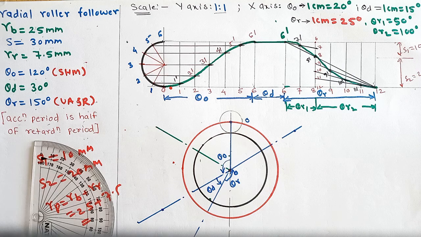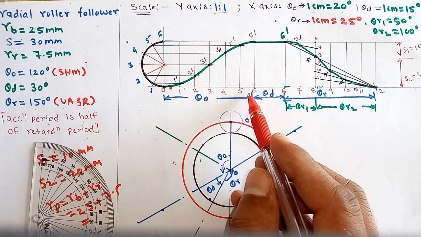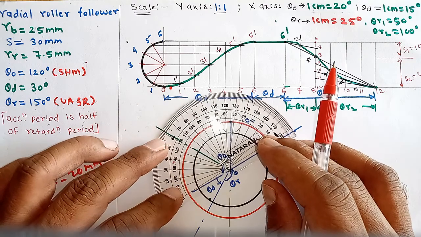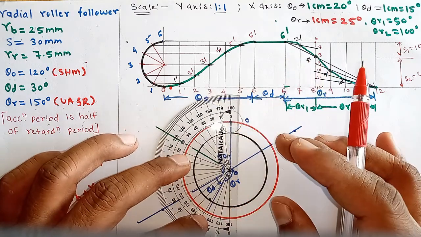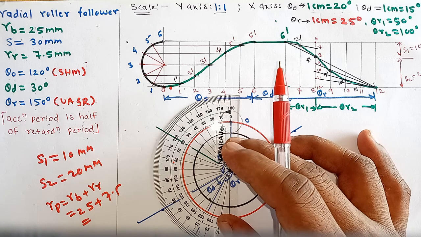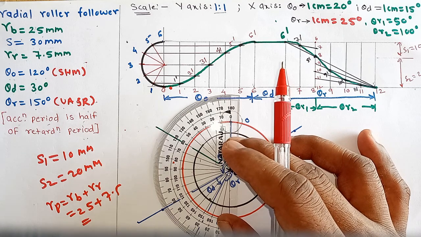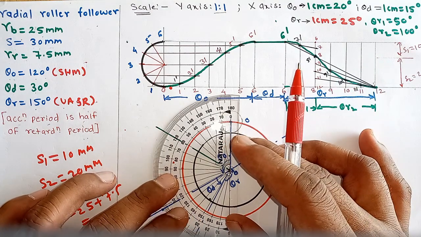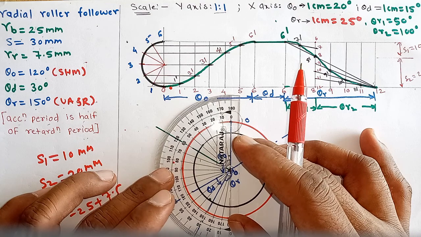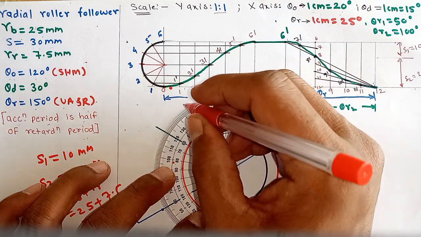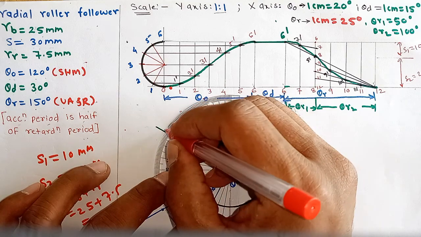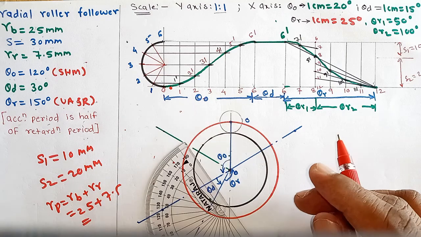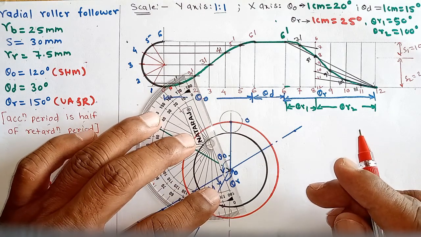Now in the displacement diagram we have divided the outstroke angle into 6 equal parts. So here we will divide the outstroke angle into the same number of parts. So 120 divided by 6 is 20 degrees. So each division will be of 20 degrees. So let us go first 20, 40, 60, 80, 100 and 120. Let us mark these divisions on the prime circle.